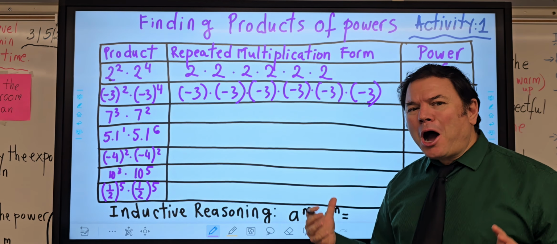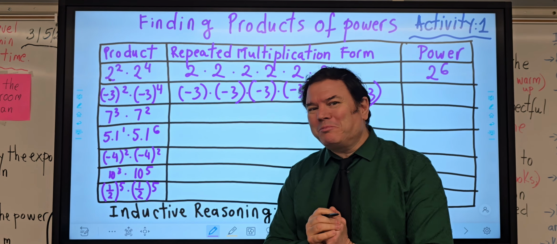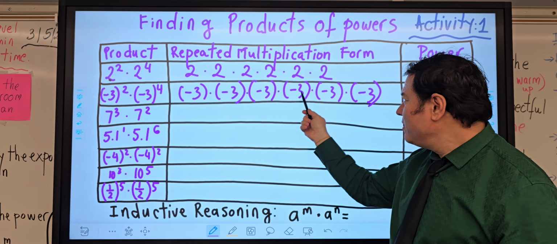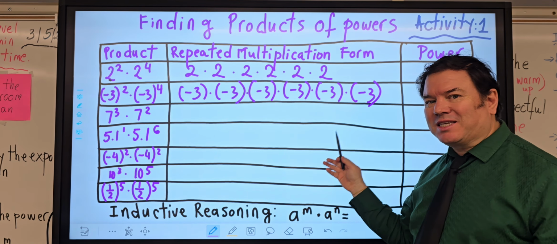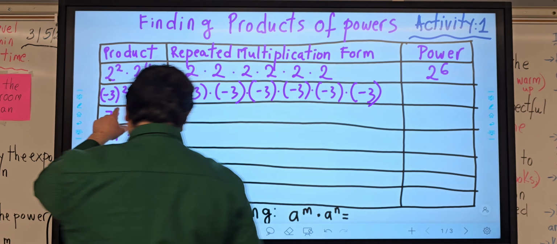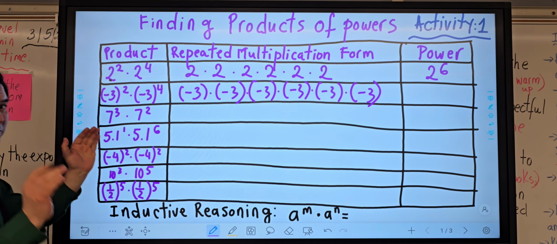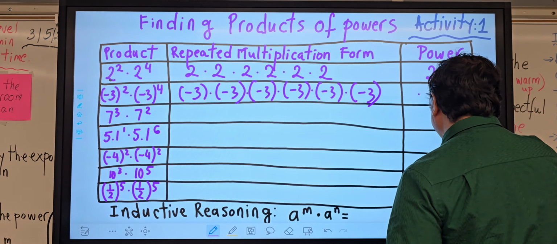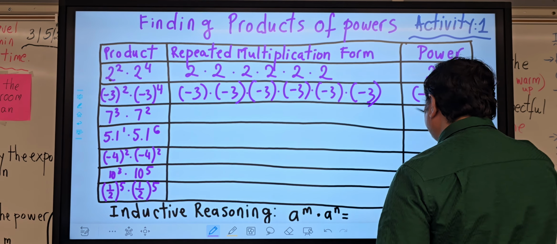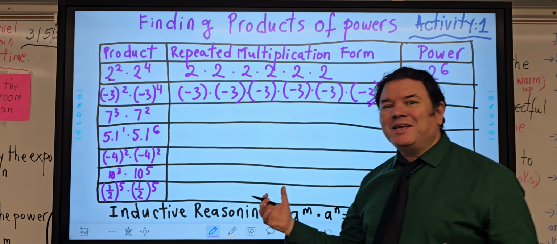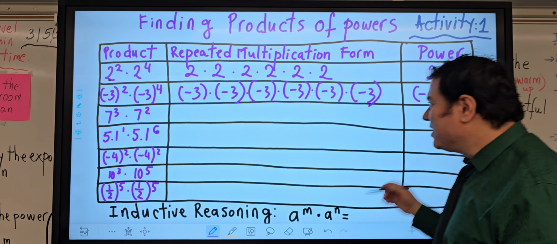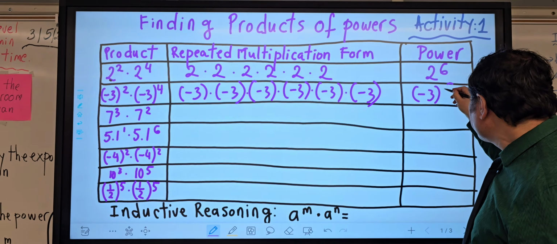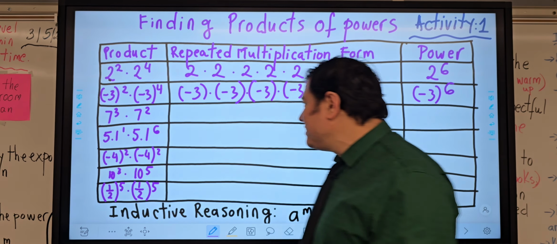And now let's see how many times we had to multiply negative 3. So let's count: 1, 2, 3, 4, 5, 6 times. So remember, the base is negative 3 because it is within a parenthesis. So the base is negative 3 inside of a parenthesis, and the exponent is 6 because we multiply negative 3 6 times.